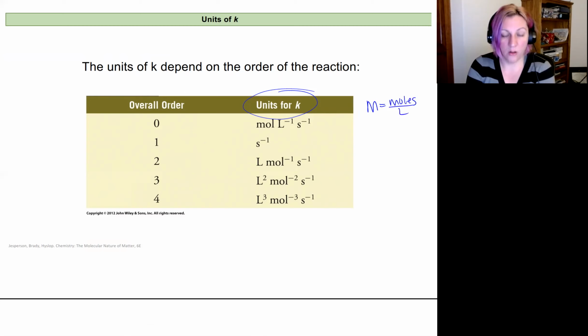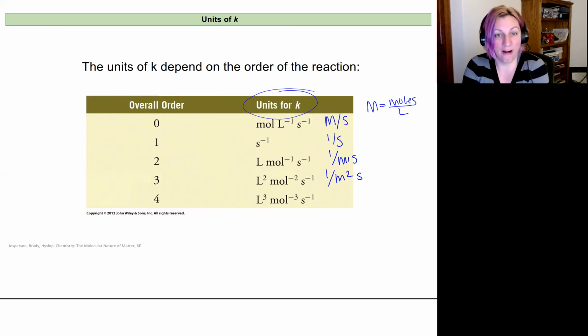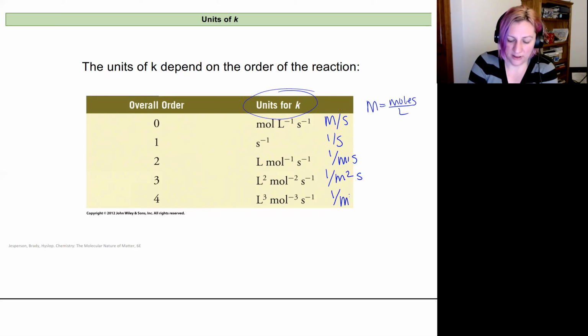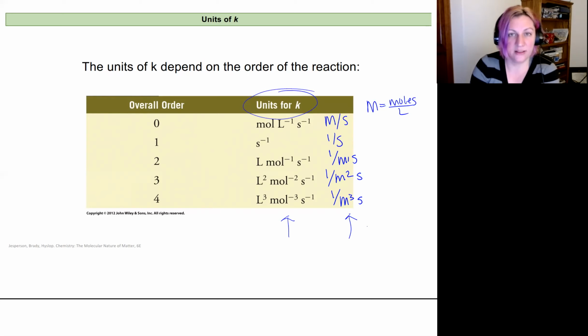And so for an overall order of 0, we have molarity per second, right? That's our rate units that we expect to have. We have 1 over seconds for first order. We have inverse molarity seconds, so 1 over molarity times seconds, for second order. And then we have 1 over molarity squared seconds for third order, and 1 over molarity cubed seconds for fourth order. You can use either version of these. It's the same units. It means the same thing.